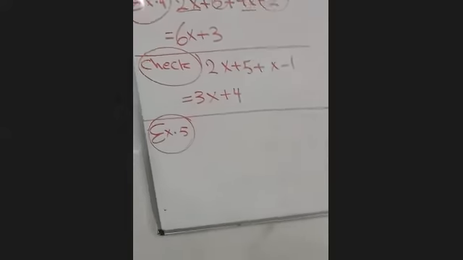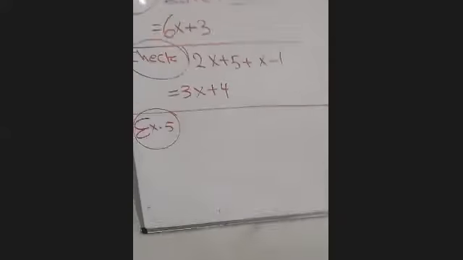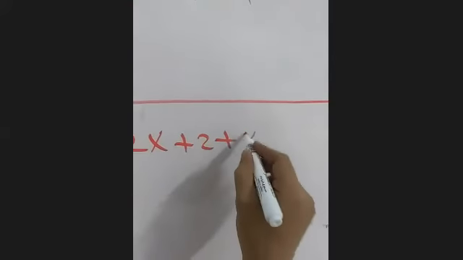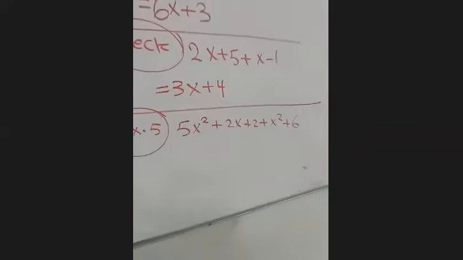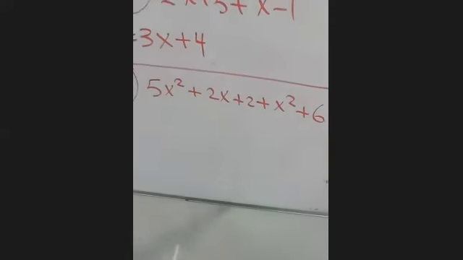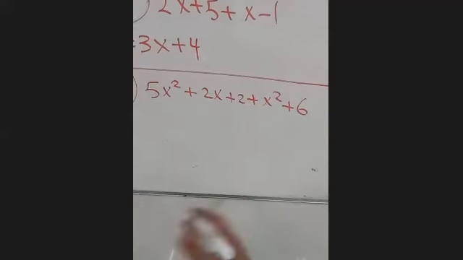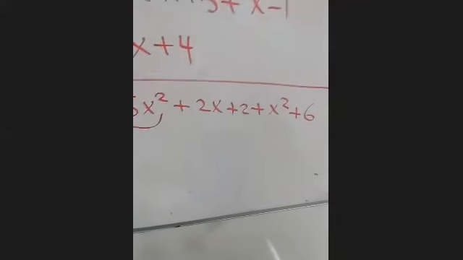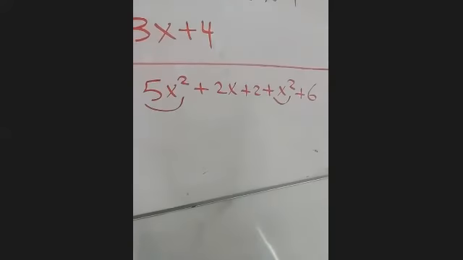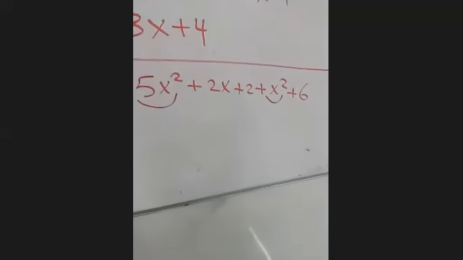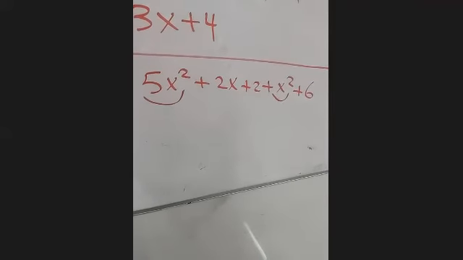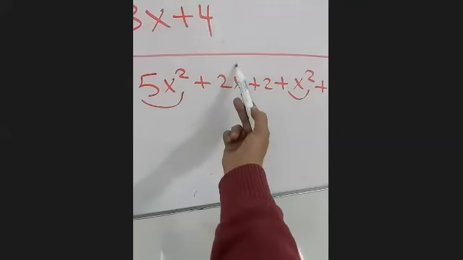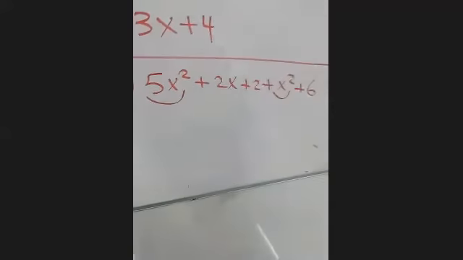Example five. Simplify 5x power 2 plus 2x plus 2 plus x power 2 plus 6. Let's simplify. Do we have parentheses here? No. Do we have like terms? Yes, 5x power 2 and 1x power 2. Is 2x like them? No, because it doesn't have power 2. Here we have power 2, but here we have power 1, which we don't write. So they are unlike terms.